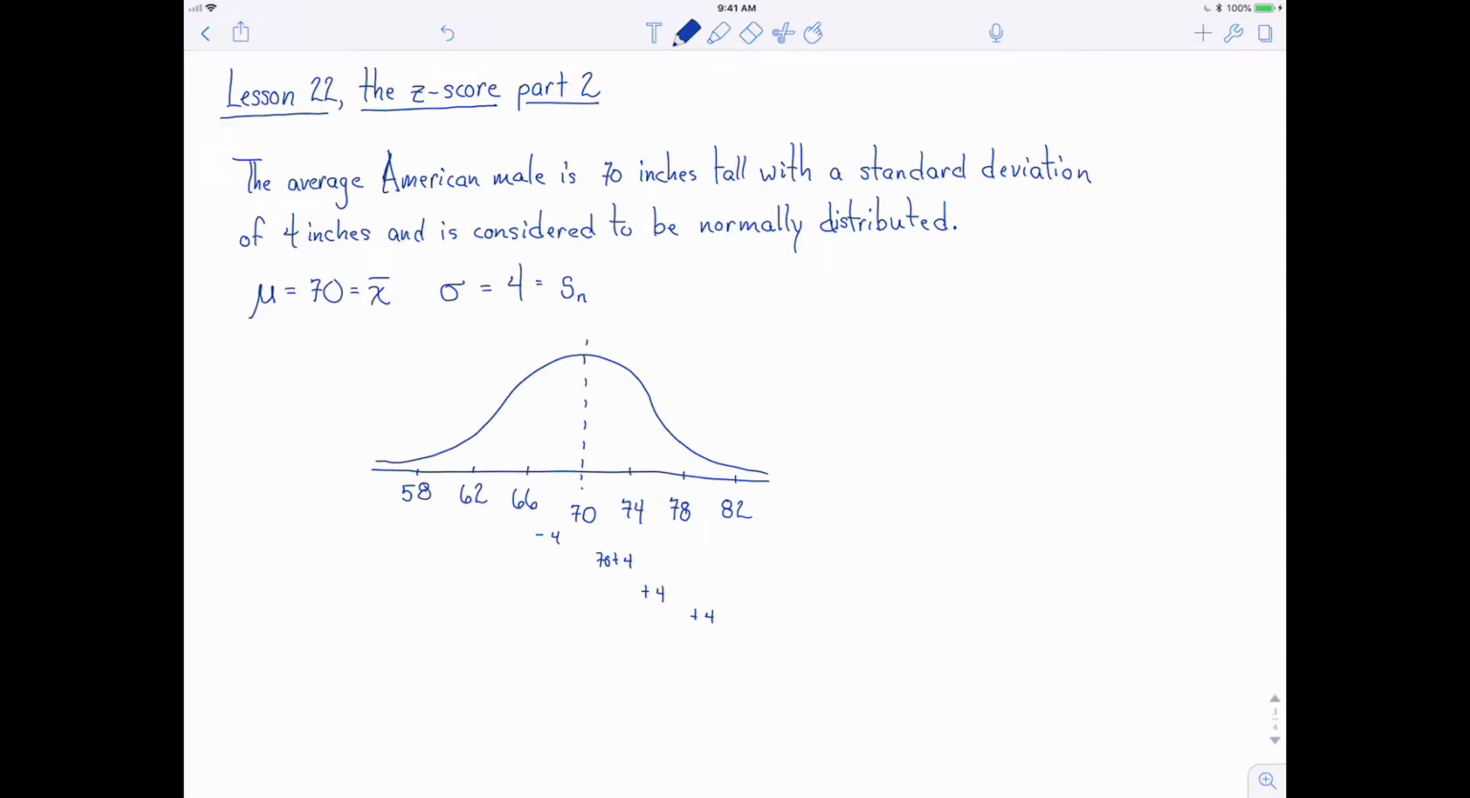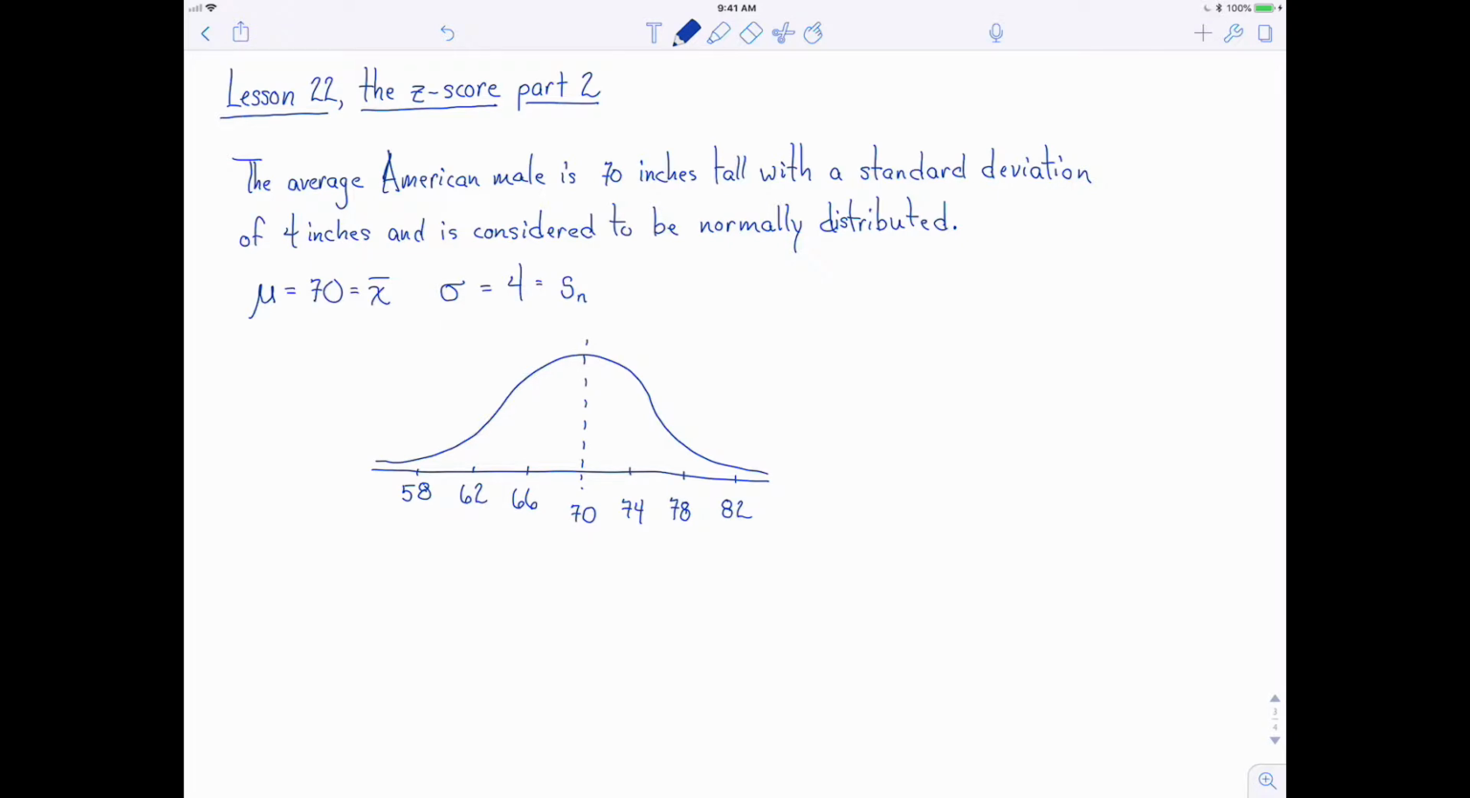Now, here's how this works. Remember when we had the empirical rule, we knew that a certain amount of data would fall in between the standard deviations. So a few things that I want to do here is I want to practice with the z-score. So I'm going to erase some of these little numbers down below. And let's work with this.